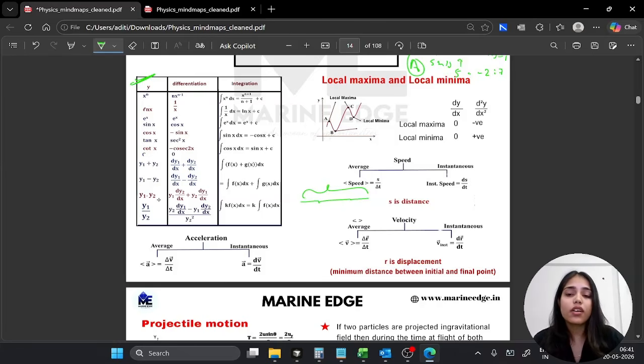Now, what will instantaneous speed be? Let's say at this point in the bus, your speed was 20 meters per second. When you're traveling alone, it was 5 meters per second. And when you're traveling in a cab, it was 50 meters per second. So the speed at that particular instant is called instantaneous speed. And the same goes for velocity. Now, the difference between speed and velocity is that speed is a scalar quantity, velocity is a vector quantity. Speed comes from distance, which is a scalar quantity, whereas velocity comes from displacement, which is vector in nature.